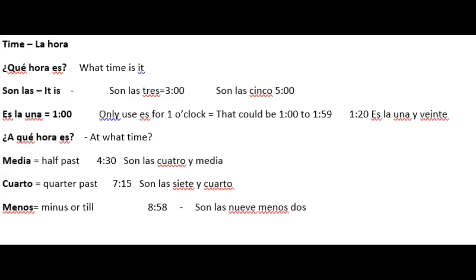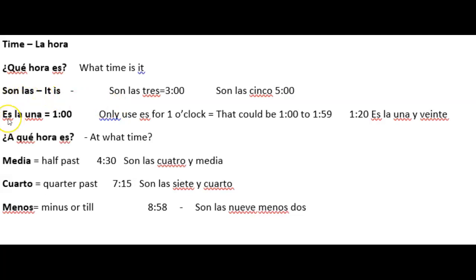So starting off with time, we can see here we've got time is la hora. To ask what time is it, we can say ¿Qué hora es? To answer, we would say son las, it is. So if it's 3 o'clock, we would say son las tres. If it's 5 o'clock, son las cinco. So most of the time we're going to use son las.